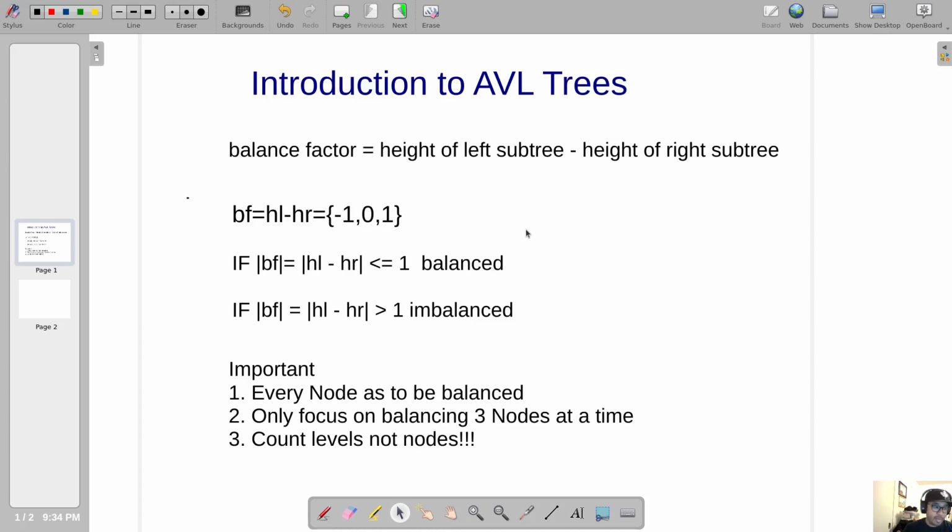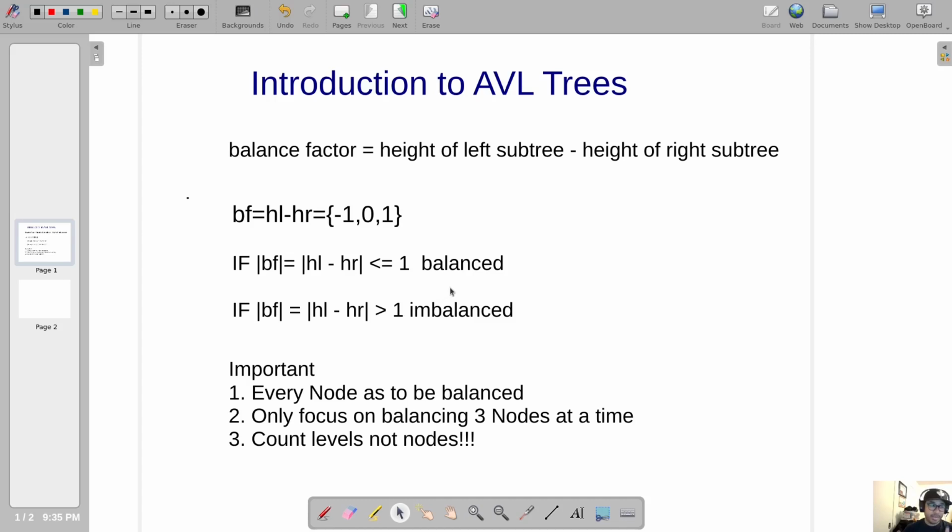But there's another way you can do it. If we go through absolute values, if the absolute value of the height of the left subtree minus the height of the right subtree is less than or equal to 1, the tree is balanced. Now, if the absolute value of the height of the left subtree minus the height of the right subtree is greater than 1, the tree is imbalanced.